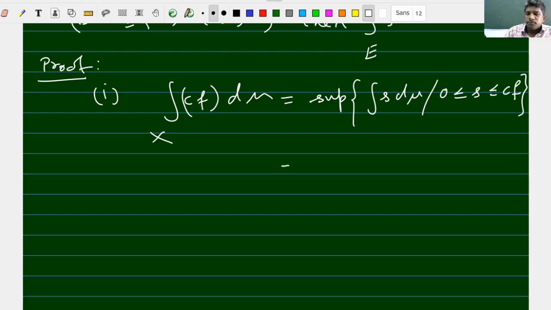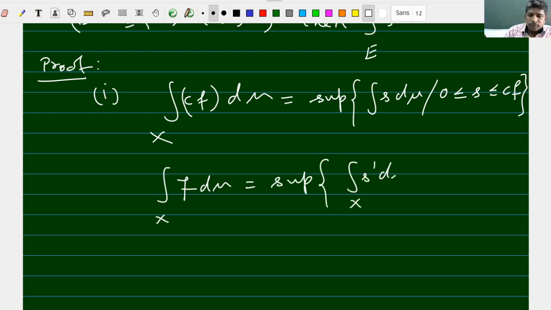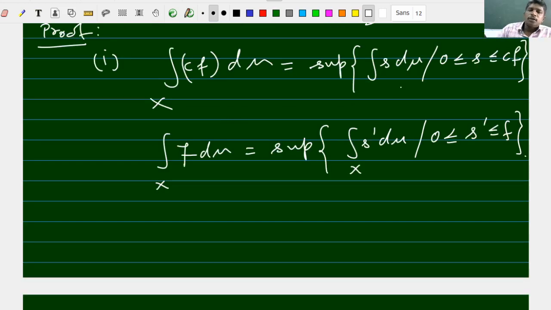And also you write the integral of f as the supremum taken over all s dash simple functions, with s dash less than or equal to f. There are two integrals we have. Now we are going to prove that the first one is a constant multiple of the second. To prove that, we compare the simple functions less than or equal to cf and the simple functions less than or equal to f. If we have a one-to-one correspondence between these two, then these two will be the same, right?